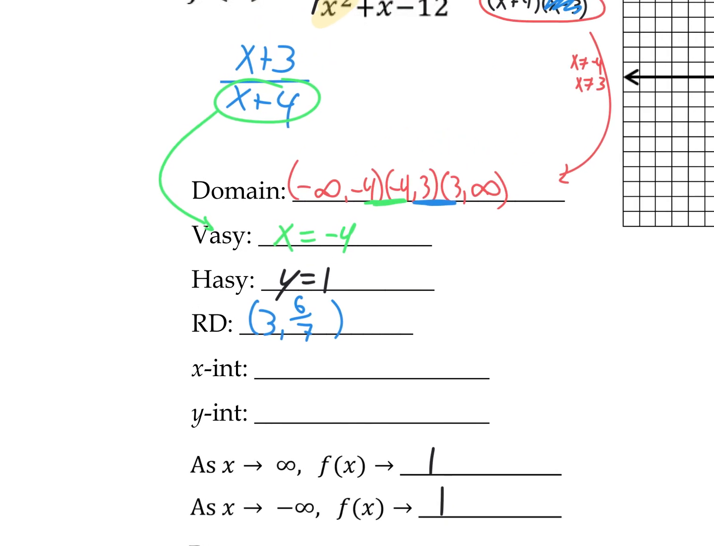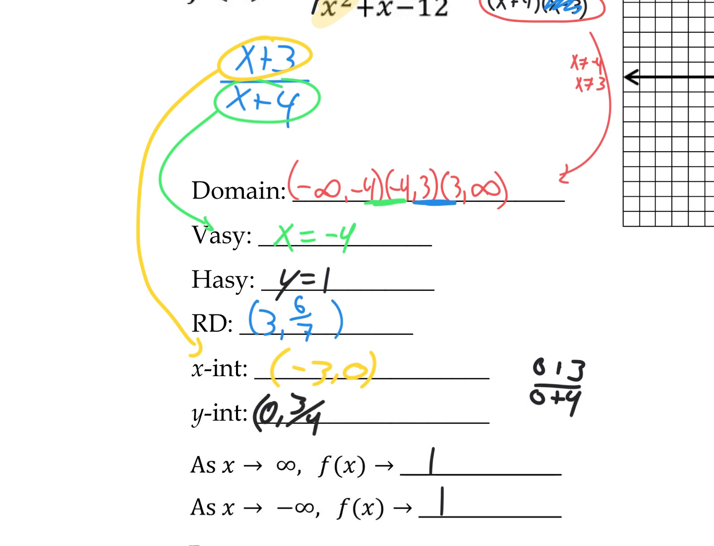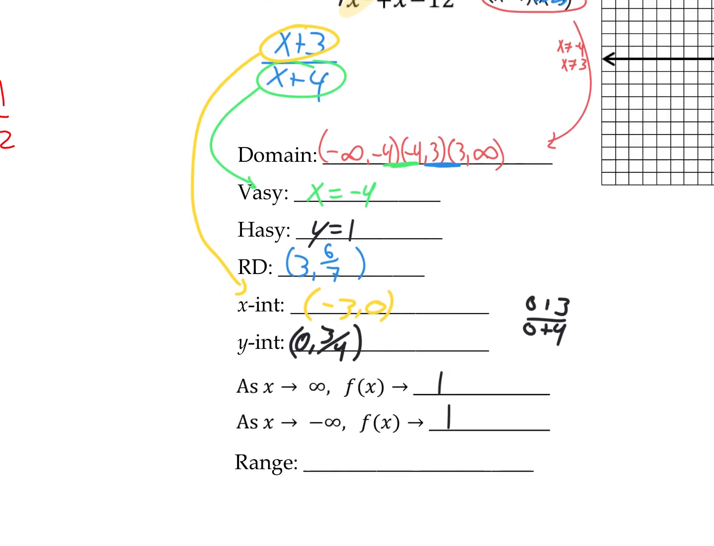Let's get our x-intercept. X-intercept joining the party. We look at the numerator. What value for x would make that numerator equal to 0? Well, that would be -3. We can get our y-intercept by plugging in 0 for x. Let's see, that would be 0 plus 3 over 0 plus 4. That's 3/4. So 0, 3/4. Holy smokes, we are burning through this.